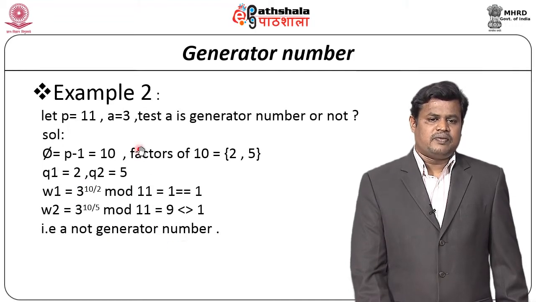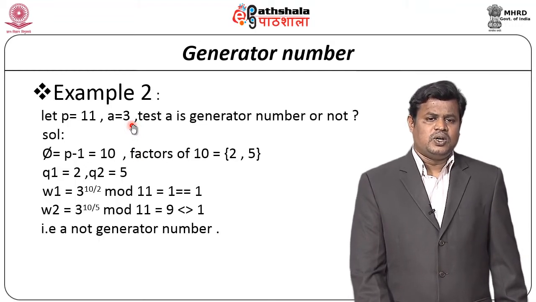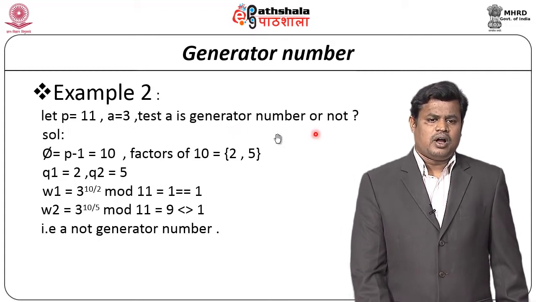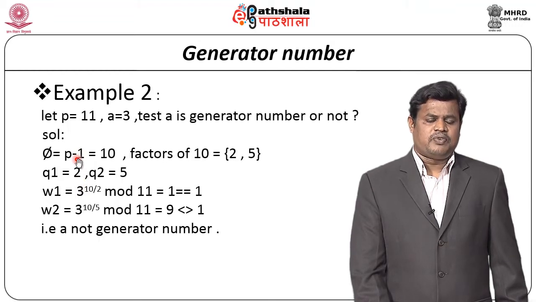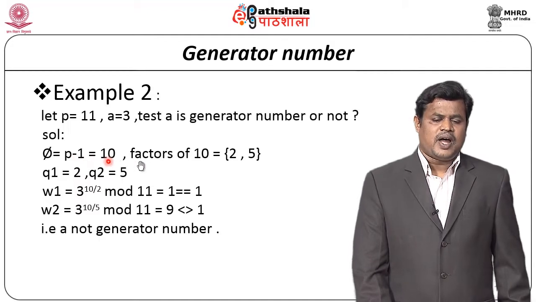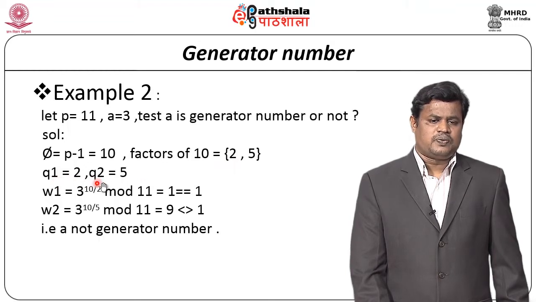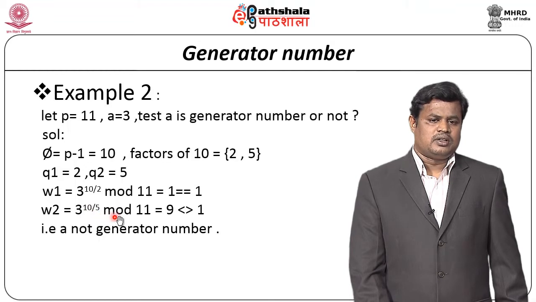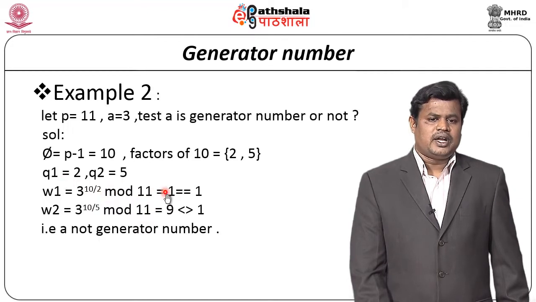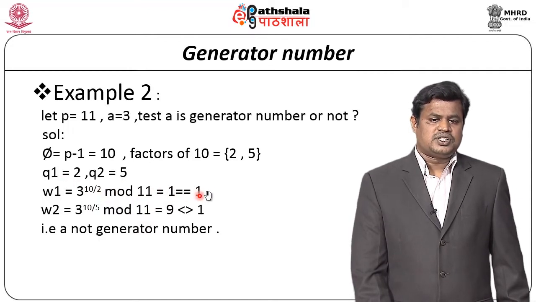Similarly, let me take the case where a is equal to 3, and test whether 3 is a generator number or not. I am doing the same series of tests. First I find phi of p, that is p minus 1 equal to 10, and the factors we already know are 2 comma 5. Now q1 is equal to 2 and q2 is equal to 5. 3 power 10 divided by 2, that is 3 power 5, mod 11. Now we can see that for the first value, q1, we are getting 1, so this is not a generator.